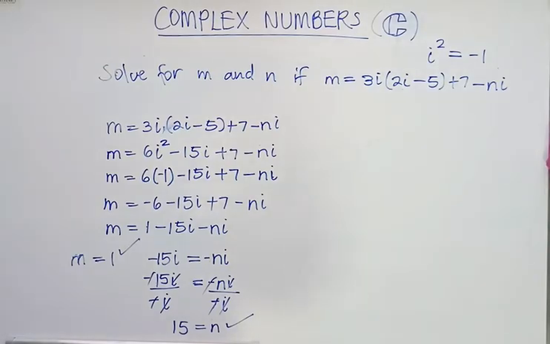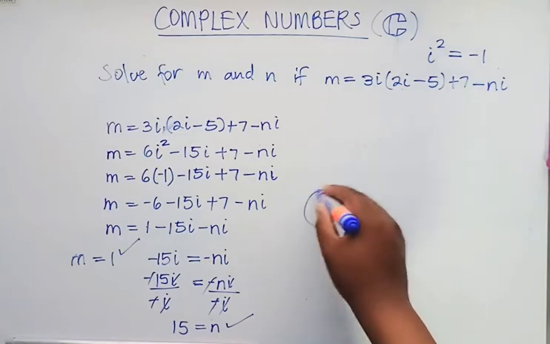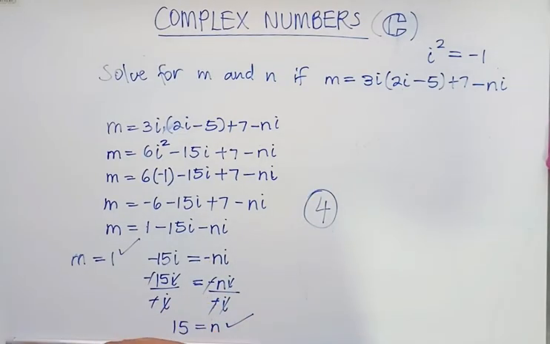Which brings me to the end of the video. So this question is worth 4 marks. And that is how you deal with a complex number equation. It's considered a simultaneous equation, by the way.